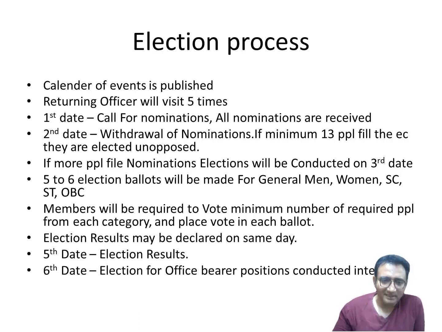So on that date the election is conducted, and on the same date the results may be announced, or on another date. Then on the fifth or sixth date, the returning officer again visits to conduct internal elections for the posts of president, treasurer and vice president. Again, an internal election is conducted within the elected 13-member team. So this is the end of the process for formation of a cooperative society.